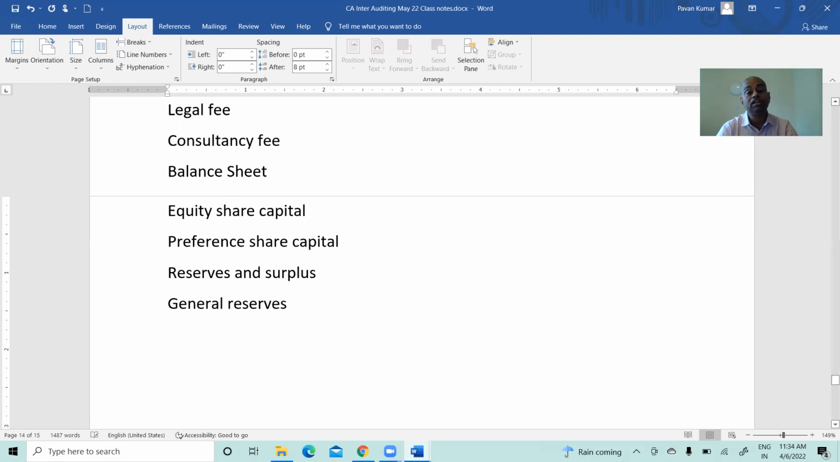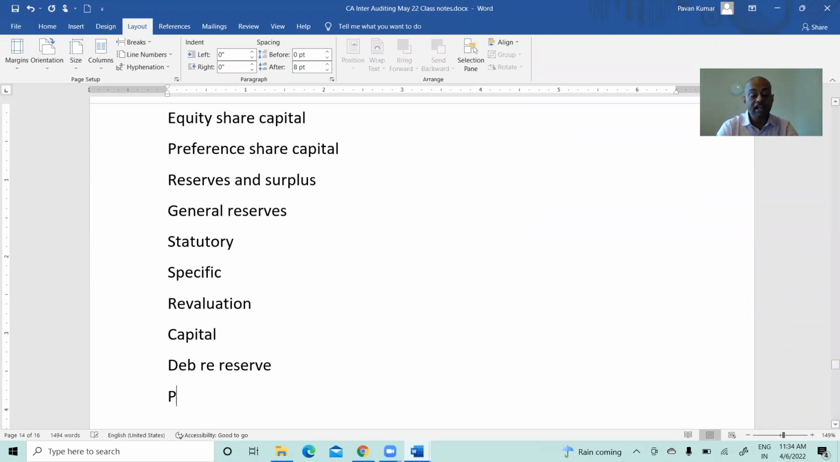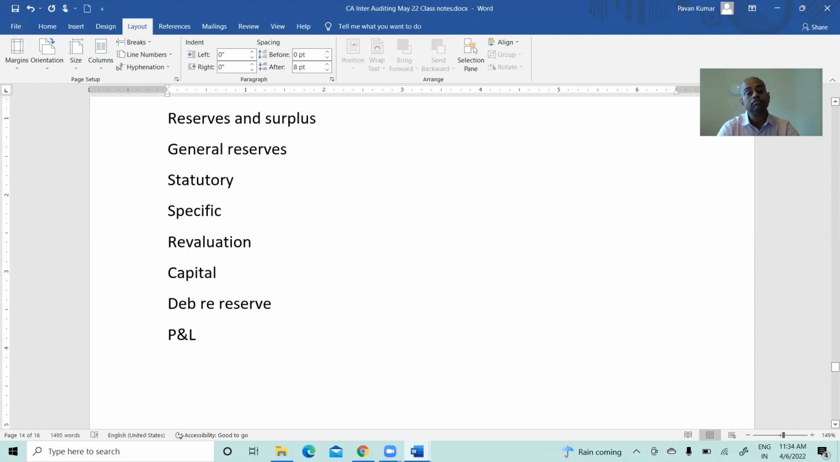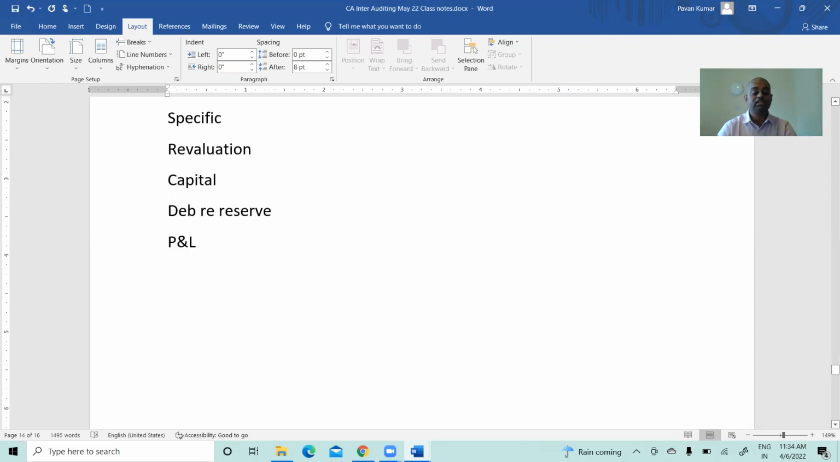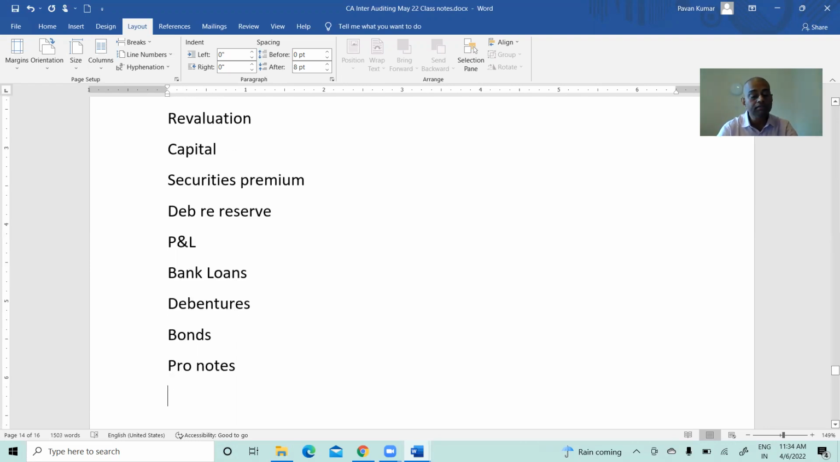General reserves, revenue reserves, free reserves, statutory reserves, then specific reserves, revaluation reserves, capital reserves, debenture redemption reserve, P&L credit balance, P&L debit balance. After this, non-current liabilities. Under non-current liabilities, bank loans, debentures, bonds. After capital, somewhere here you can write security premium also. Debentures, bonds, promissory notes, term loans.